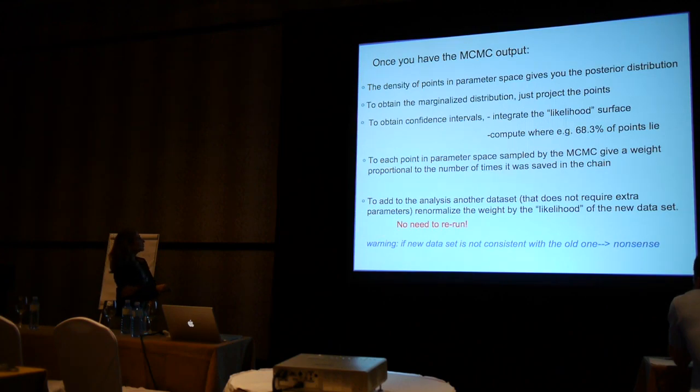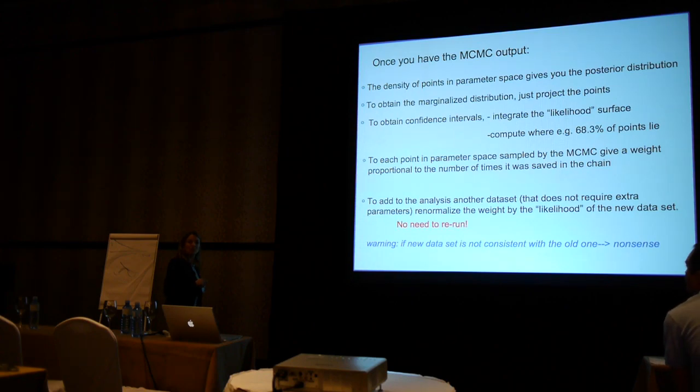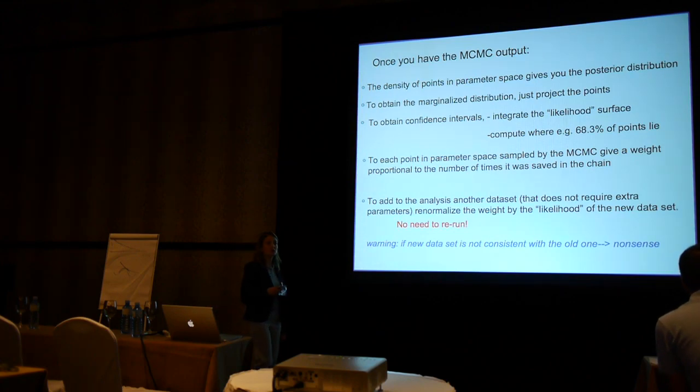And to add analysis from other data sets, the nice thing is that, if this other data set does not require extra parameters, you don't need to rerun your chain. You can do importance sampling. So you renormalize the weight by the likelihood of the new data set, depending on how you actually compute this quantity on the new data set. However, again, if the new data set is not consistent with the old one, you will get nonsense for exactly the same reason explained before. But this is really good. You don't have to rerun. You run it once and then you can add other data sets at minimal cost.